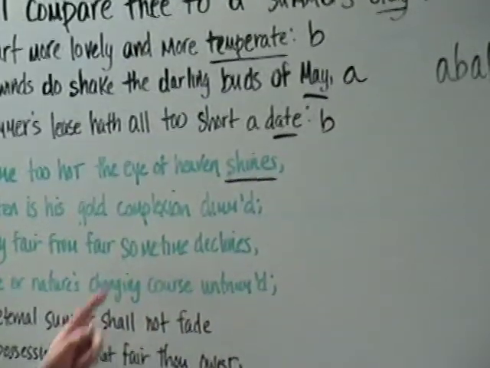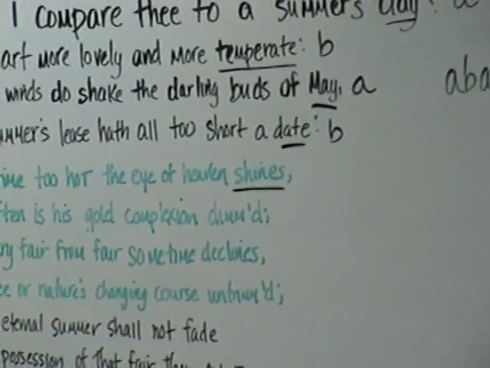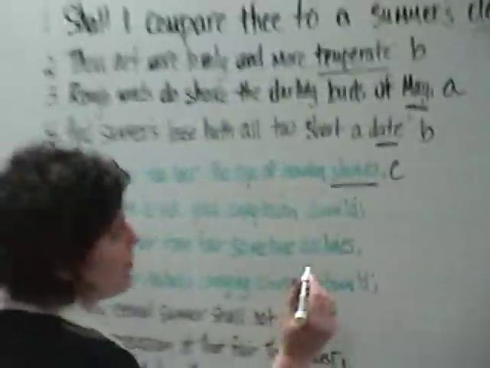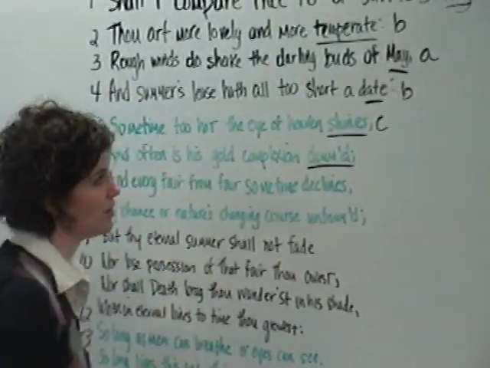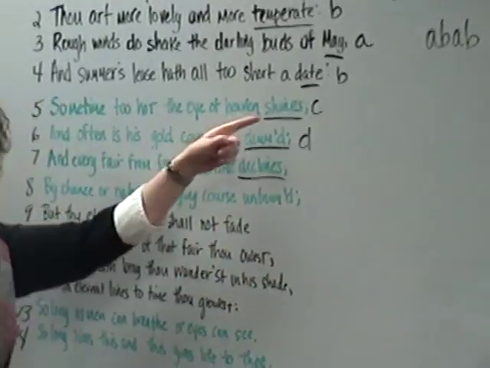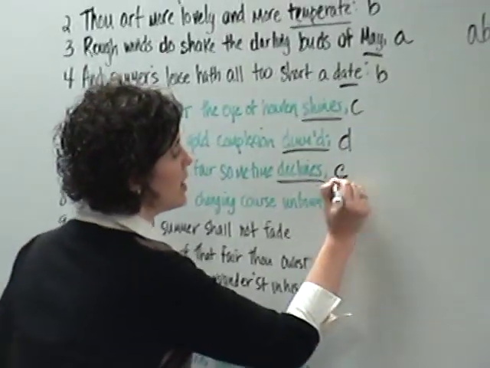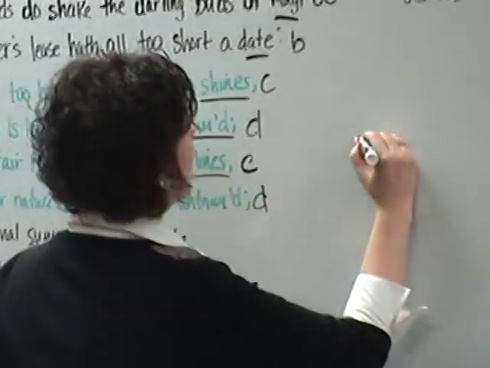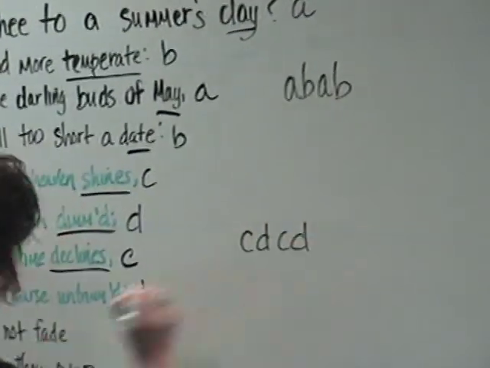So if we go to the second set here, we have shines. Well, notice shines does not rhyme with either may or date, so new letter, C. Same thing with dimmed. Dimmed doesn't rhyme with shines. Assign it the D. Declines rhymes with shines. Back to the C. And untrimmed rhymes with dimmed, D. So now we have C, D, C, D.